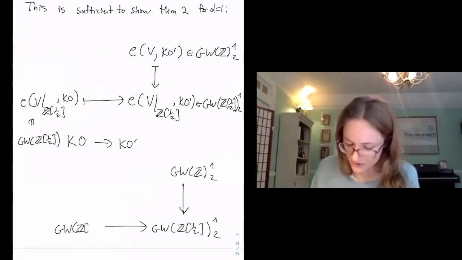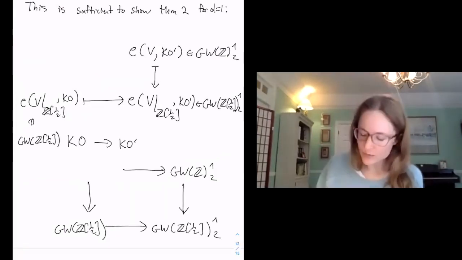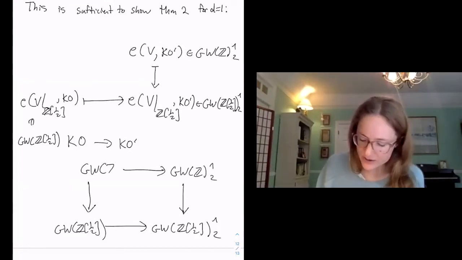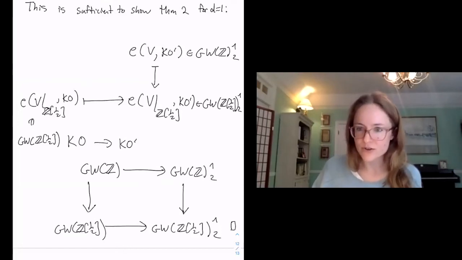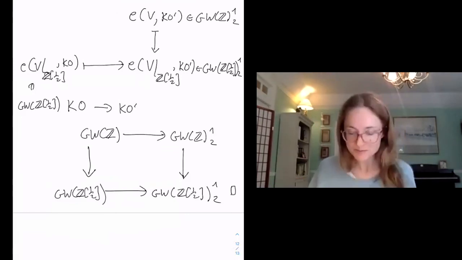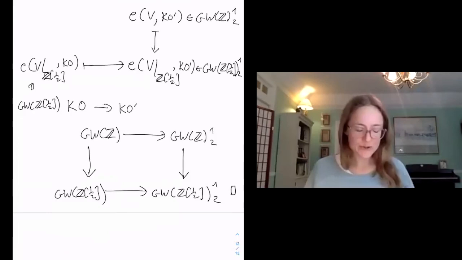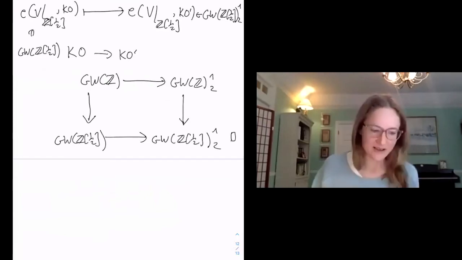Of GW of Z 1/2, GW of Z completed at 2, over GW of Z 1/2 completed at 2. And this is GW of Z. So we'd get this stronger integrality result with that work. In the spirit of summer school, I'd like to end with some open problems.